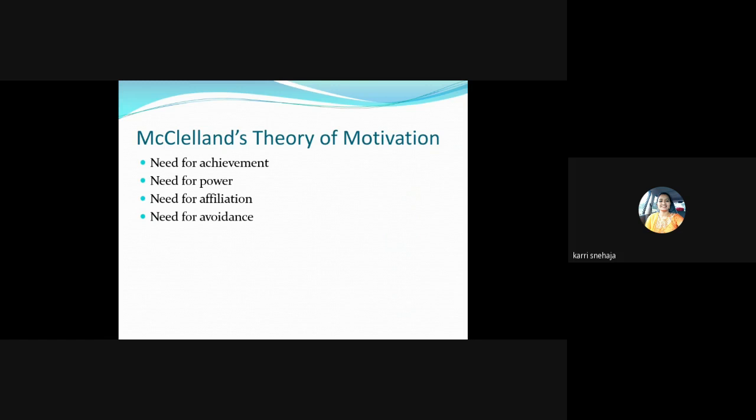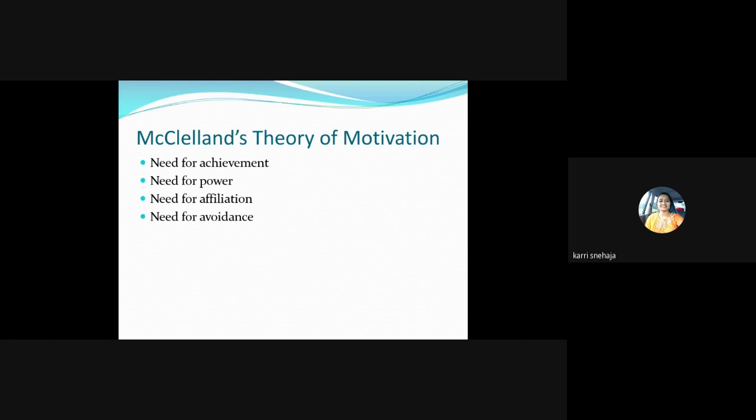Next we come to McClelland's theory of motivation. There is need for achievement, there is need for power, there is need for affiliation, there is a need for avoidance. Something would be related to a person's need for achievement. Now, how will the person be more motivated to achieve?